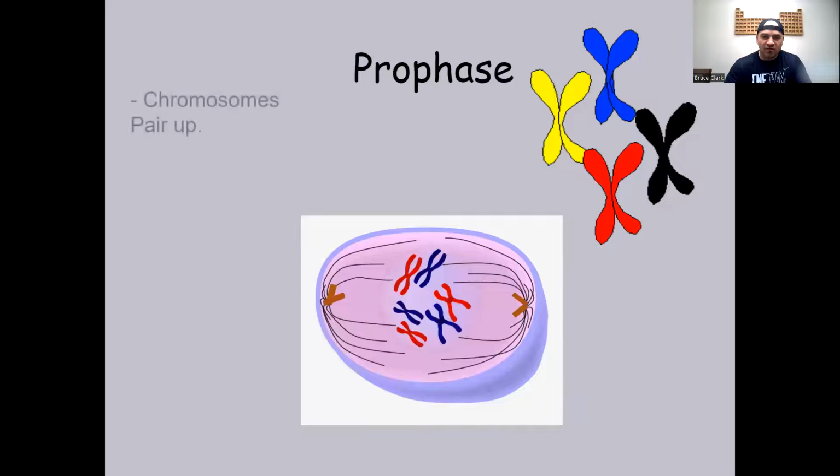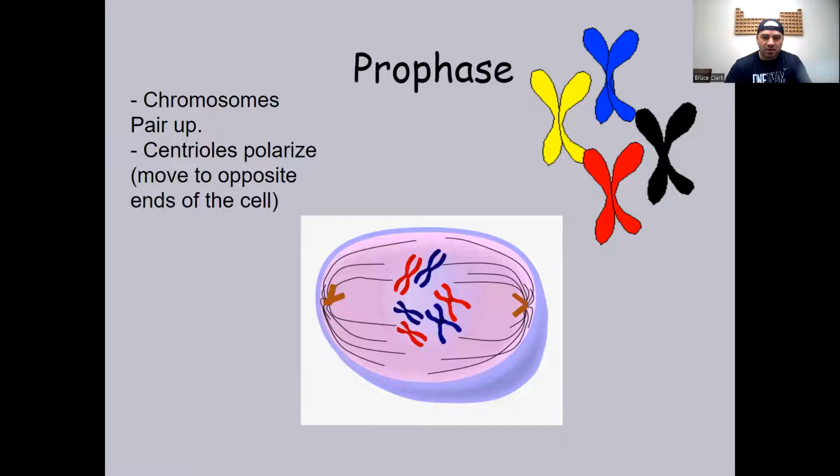Step two is prophase. Chromosomes pair up. That's how you remember that, the two P's there. Chromosomes pair up in prophase. So we see our sketch in the middle there. Chromosomes have clearly paired up into homologous pairs.